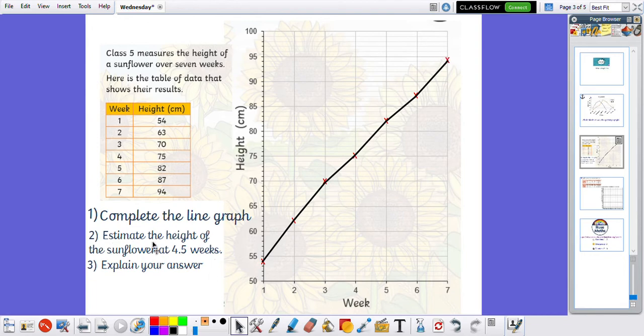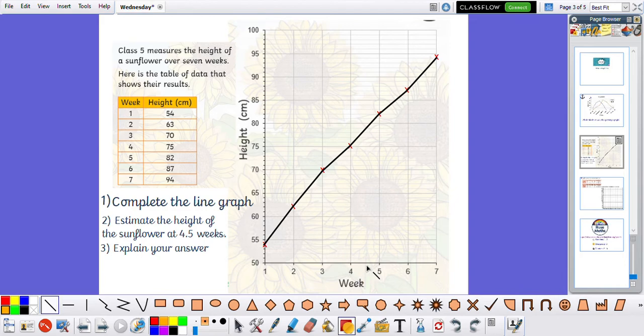It says estimate the height of the sunflower at 4.5 weeks. So 4.5 weeks is about the middle between 4 and 5. So it's about here. I'm going to estimate, so it's not going to be an exact answer, but a roundabout answer. I'm going to take my line like I did yesterday, and go up to here. If I went across to my y-axis from here, we could see that it's about 75, 76, 77, 78. So we think it is about 78 centimetres.